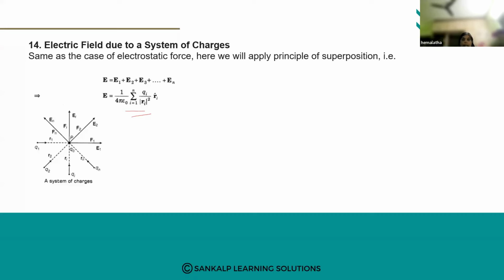If many charges are there, then it is difficult. Using what? We have to take the vector sum. Sum we have to calculate. That is why we are using the letter sigma.